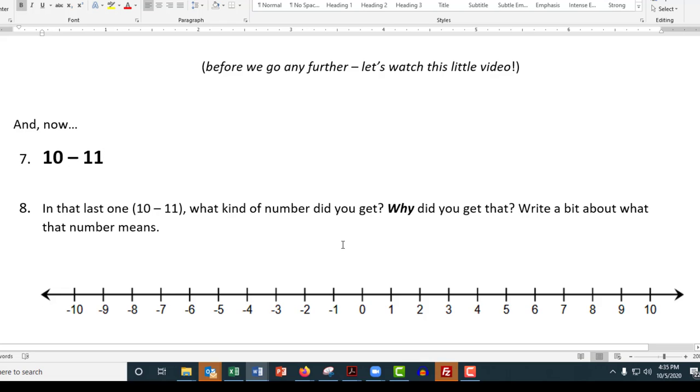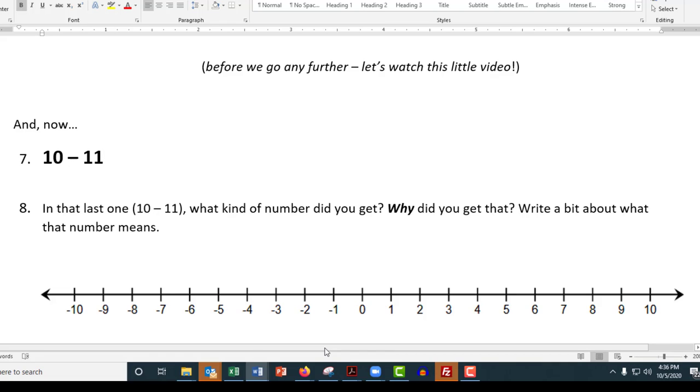Why did you get that? In class, I love to hear your ideas about this, about how you descend past 0. That's kind of a fun one. It's a number to the left of 0. Why did you get that? And again, anything you wrote here is just to pick your brain about what a negative number means.